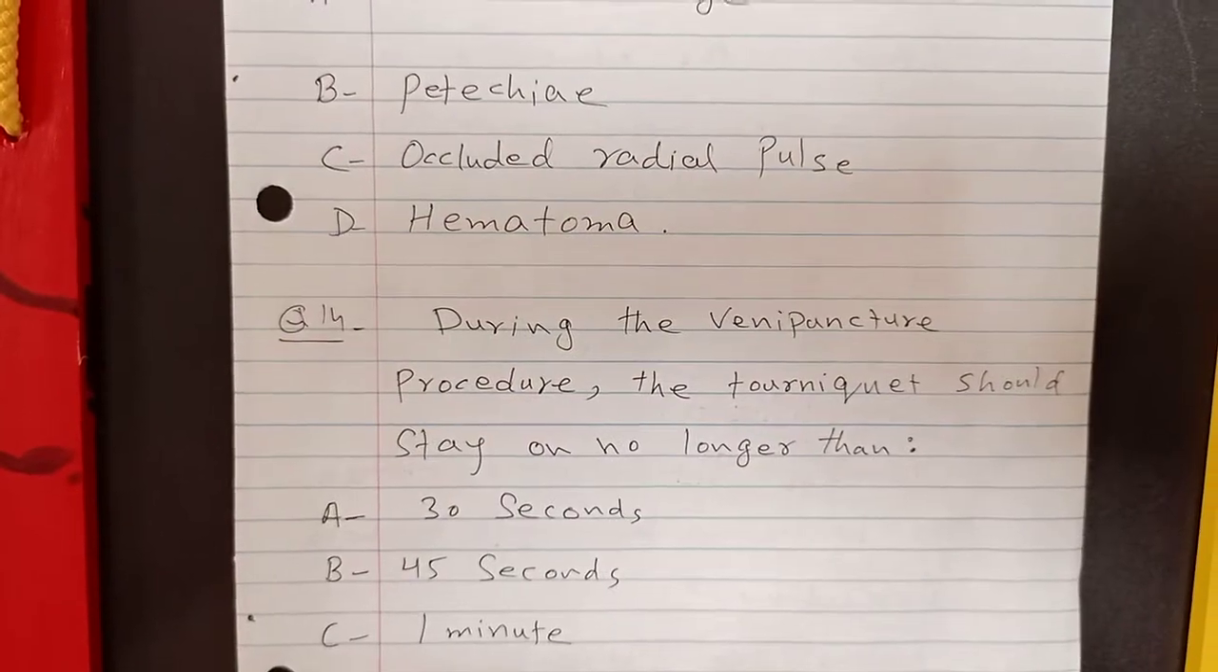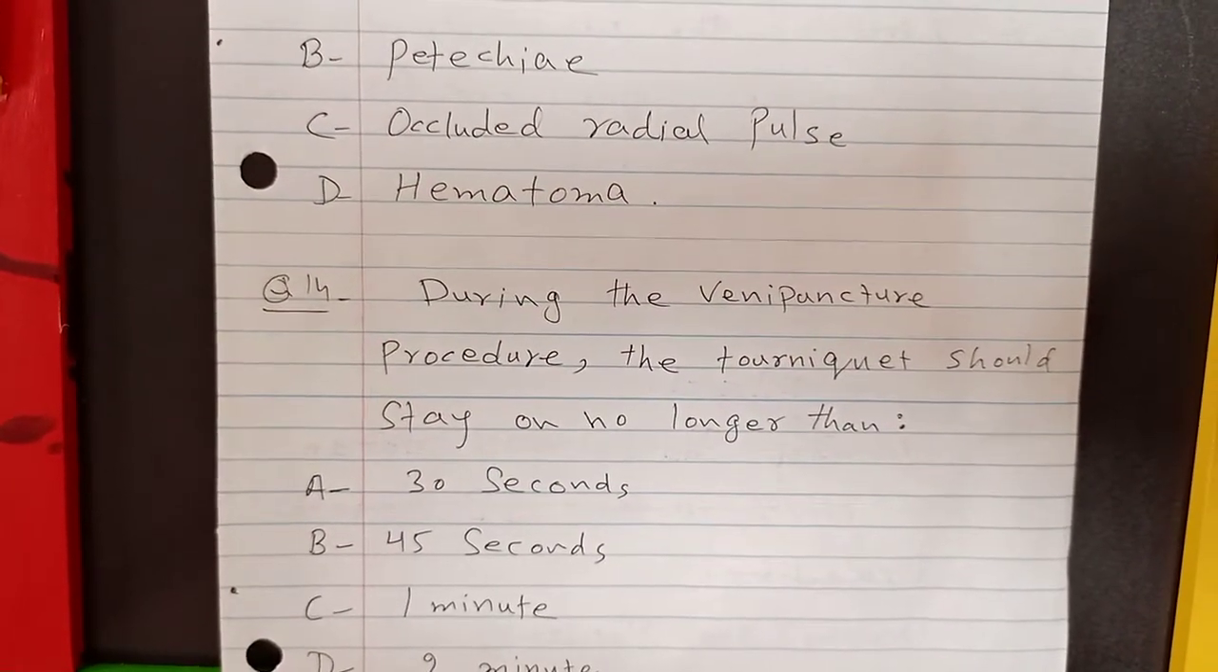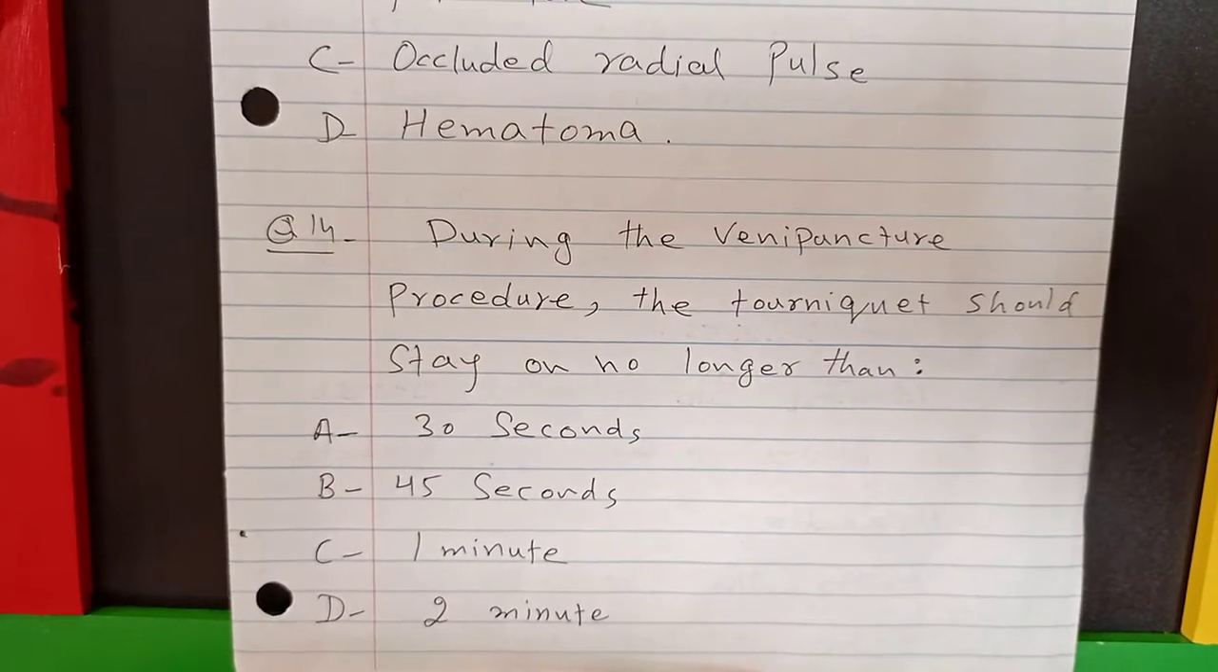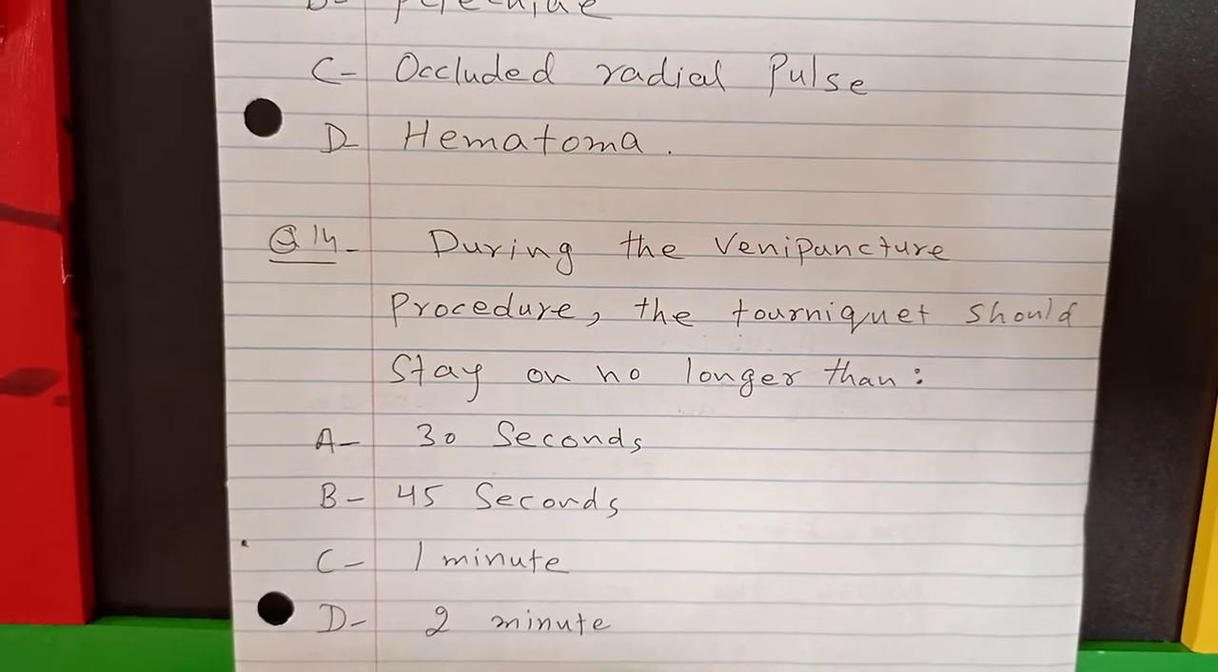During the venipuncture procedure, the tourniquet should stay on no longer than 30 seconds, 45 seconds, 1 minute, 2 minutes. The answer is C, 1 minute.